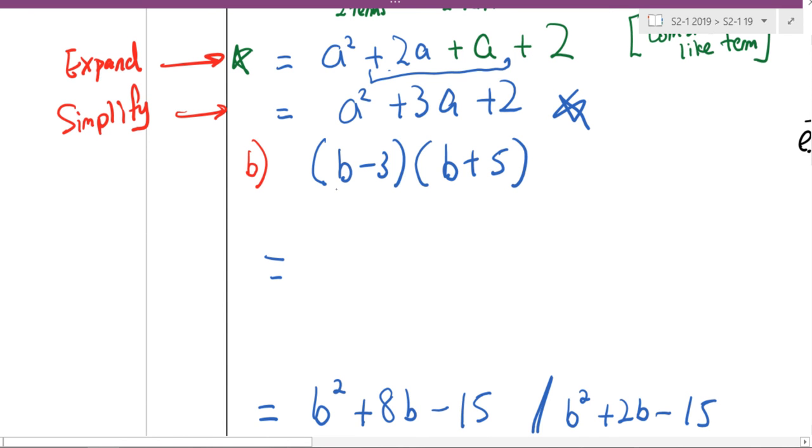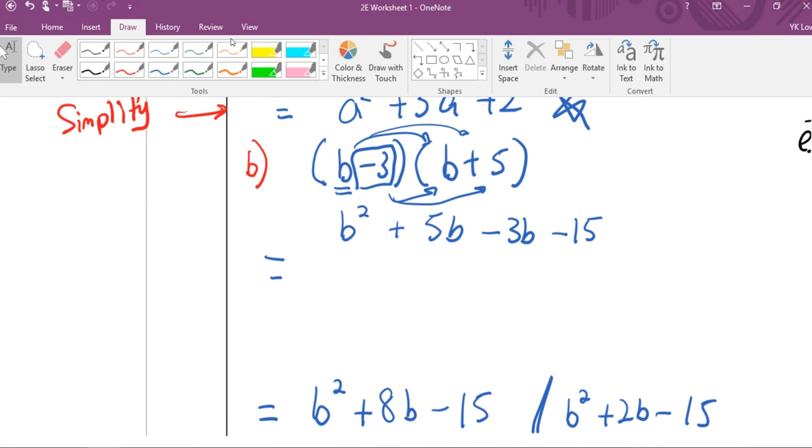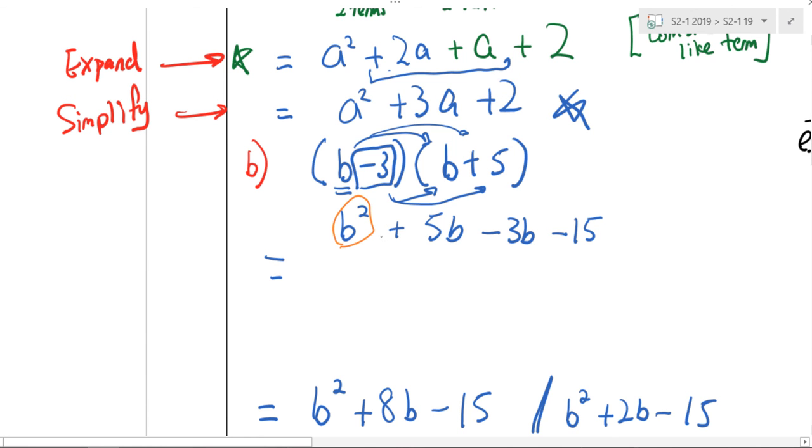Jaren, can you help me distribute? B times B will give you B squared. B times 5B will give you 5B. Minus 3 times B will give you minus 3B. Minus 3 times plus 5 will give you minus 15. Do you notice I box out the minus? Now, even draw more boxes. Now I want to isolate the terms.